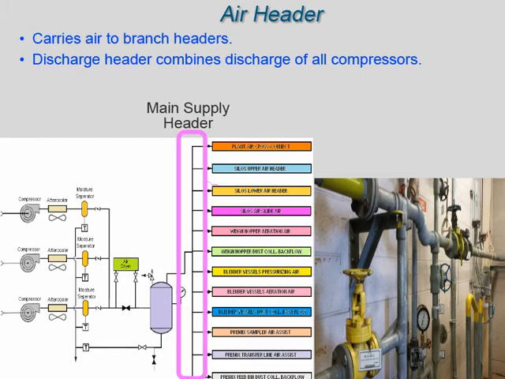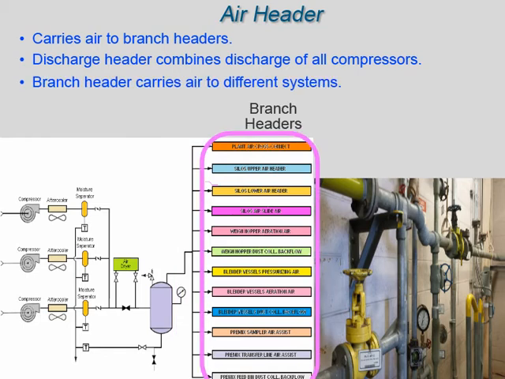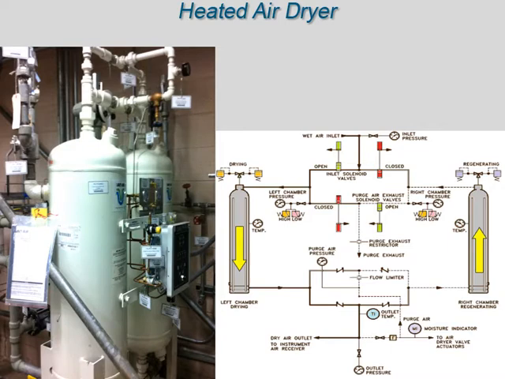The main supply header, which is usually after the receivers or filters, distributes the compressed air to the branch headers. The branch headers distribute the air to various systems. The branch headers will normally contain the pressure control valves located at reducing stations. Pressure control valves reduce the pressure of the compressed air to the pressure required by the system supplied. You should become familiar with the order and relative location of the air system components. Air dryers are another means of removing moisture.